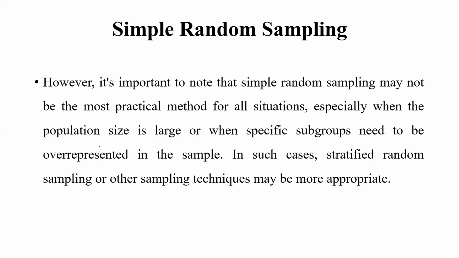Now, in summary of this scenario, it is important to note that simple random sampling may not be the most practical method for all situations, especially when the population size is large or when specific subgroups need to be overrepresented in the sample. In such cases, stratified random sampling or other sampling techniques like systematic or cluster sampling or others may be appropriate for collection of the data.